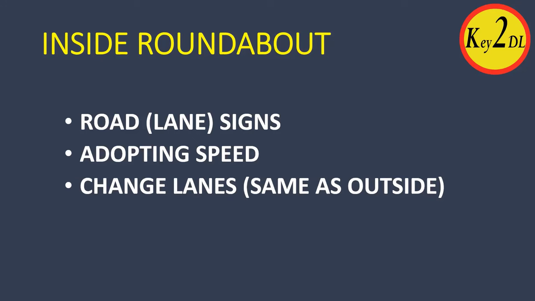Then changing of lane. This is one of the really important factors in any driving test or exam, I think. So how do you change the lane inside the roundabout? Because this is a circular way, changing lanes is not the same as on a normal road, because you see a curvature. So it is always good to check both the rear mirror and the right side mirror at the same time, and the blind spot is a must.